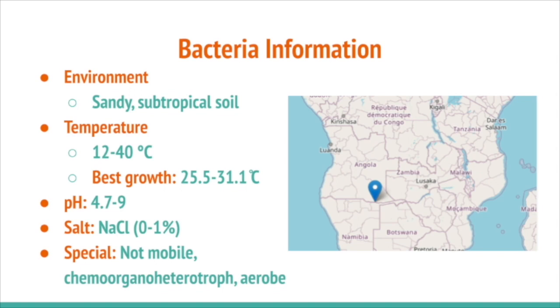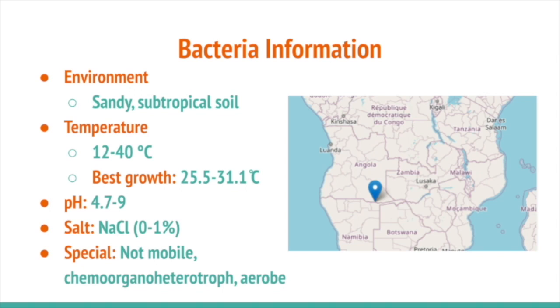The temperature in which this bacteria grows is between 12 to 40 degrees Celsius, in other words, 54 to 104 degrees Fahrenheit. However, the best growth of this bacteria occurs when the temperature is between 25.5 and 31.1 degrees Celsius. If converted to Fahrenheit, it would be 78 to 88 degrees.